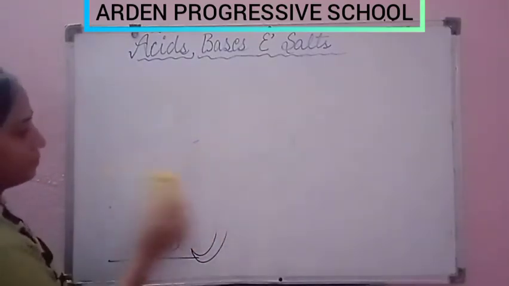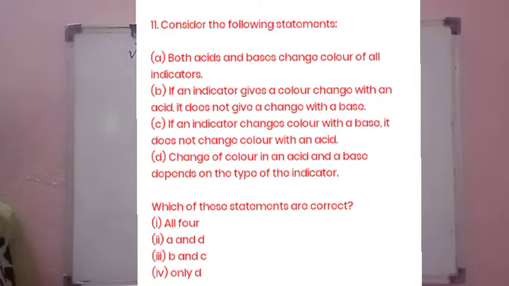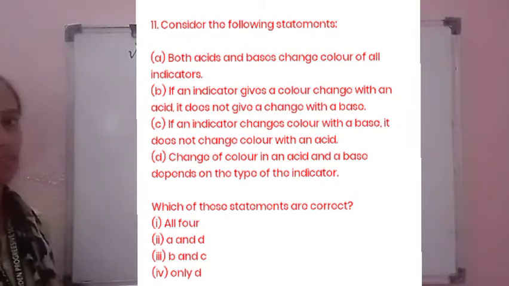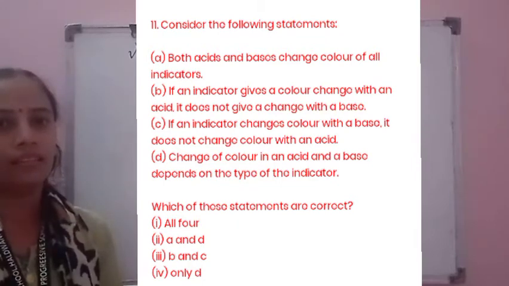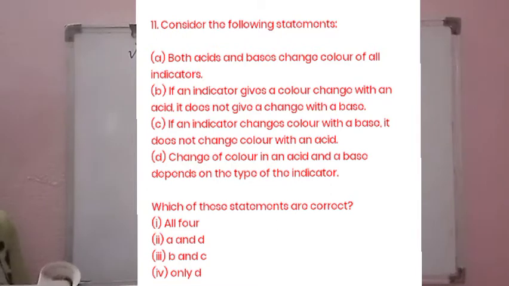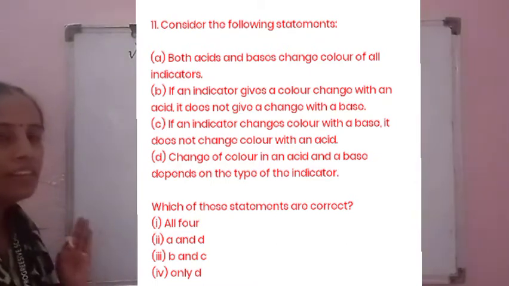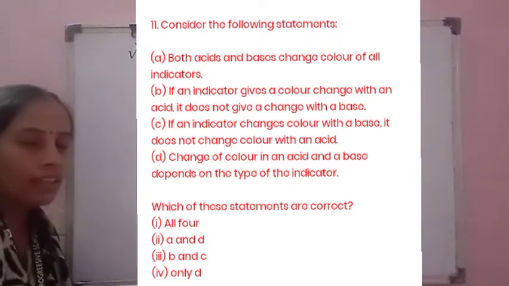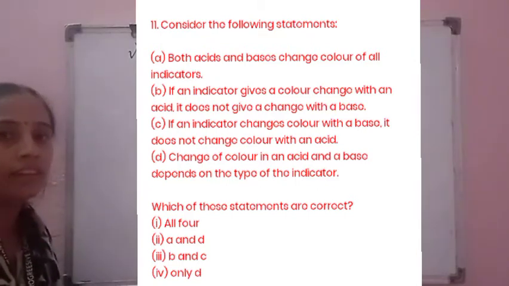Now the next question, question number 11. There are some options. You have to tell which one is correct. Consider the following statements. The first statement is: both acids and bases change the color of all indicators. No, this statement is not correct. All acids and bases do not change color with all indicators. Clear? Next: if an indicator gives a color change with an acid, it does not give a change with a base. This is also not correct. This statement says that if an indicator once changes color in an acid, it never changes color in a base. It doesn't happen. It may change its color in the base.